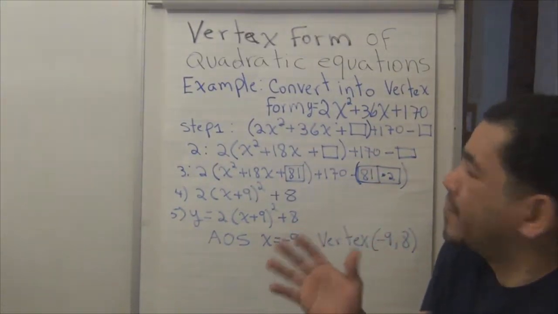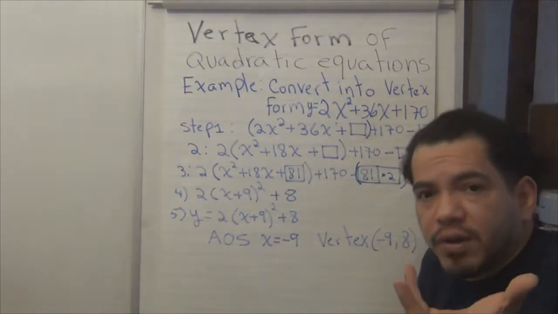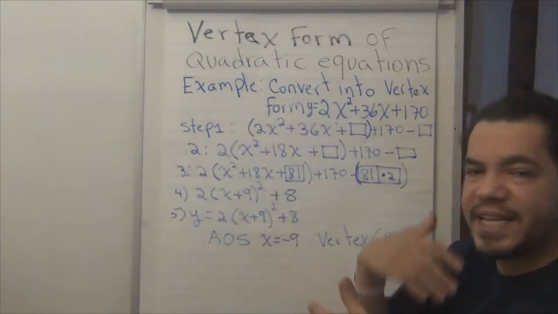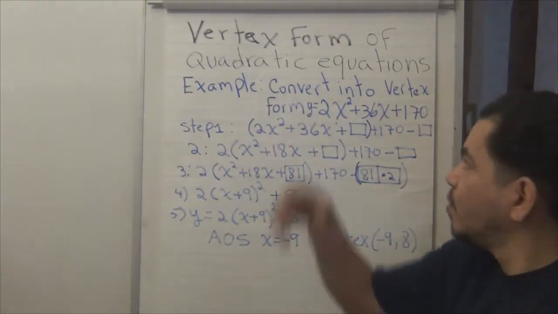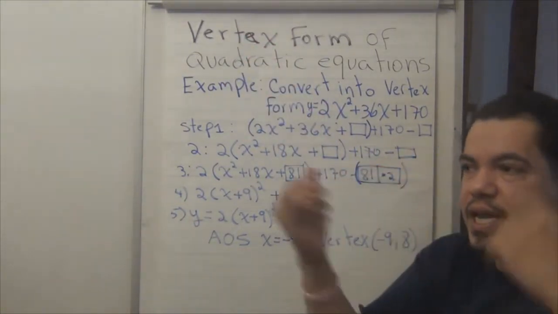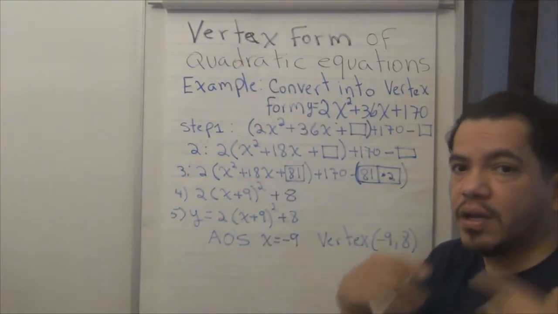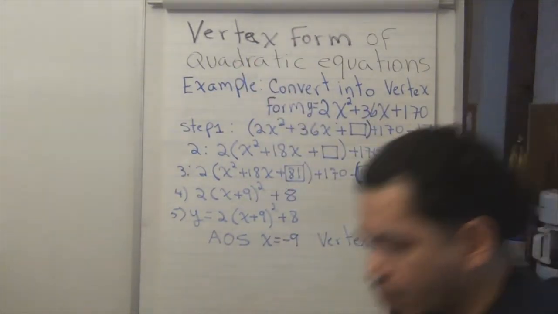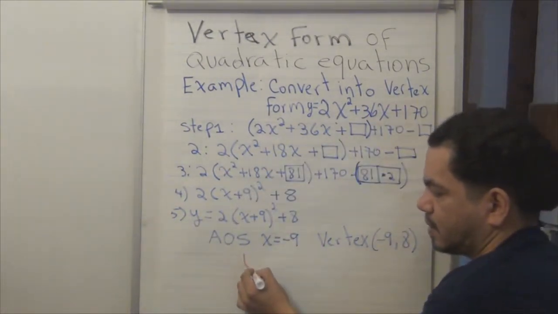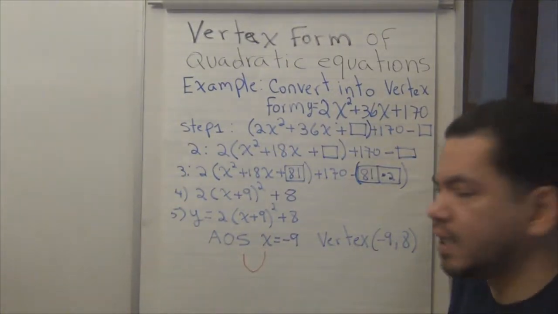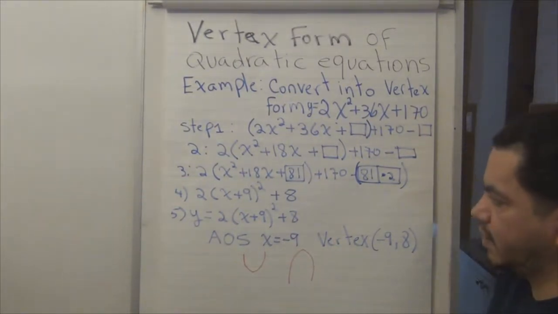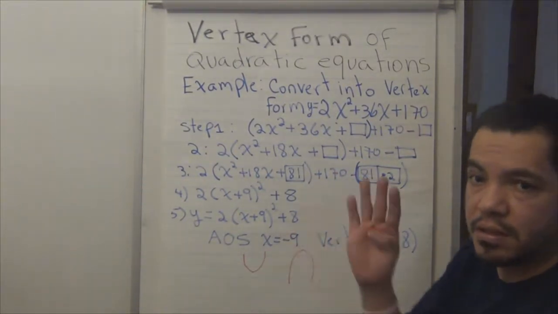Alright, so what is vertex form? Well, they call it vertex form for a reason. Just like in linear equations, they call it slope-intercept. That means that you can identify the slope and the y-intercept. Well, in here, you'll be able to identify the AOS, which is the axis of symmetry, and the vertex of your quadratic equation. Remember, the quadratic equation, when you graph it, looks like a U, like a parabola, something like that. If it looks something different, then it's not a quadratic equation, it's something else.